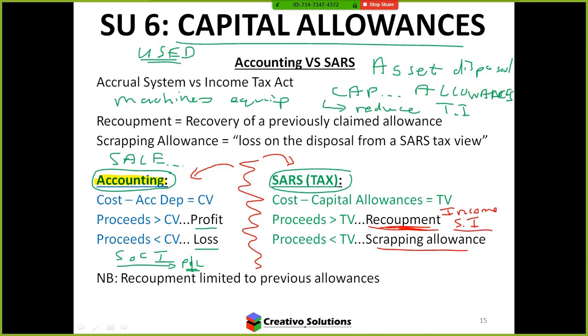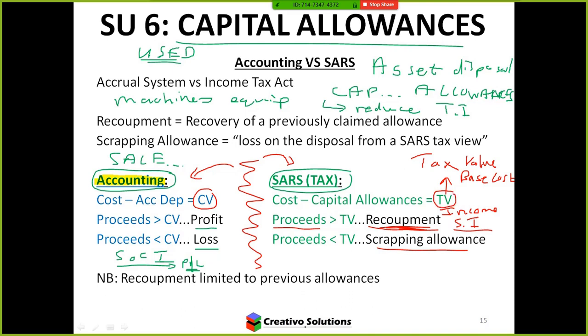A recoupment is when you make a profit on the disposal of a capital asset. In other words, when the proceeds are greater than the TV. The TV stands for taxable value or tax value. Another word for that could be base cost. SARS will have a view on your asset, the base cost or the tax value. What is the taxable value of that asset? The taxable value of that asset would basically be the same as the carrying value. So when you look at accounting, you talk about carrying value. When you look at SARS, you talk about tax value.